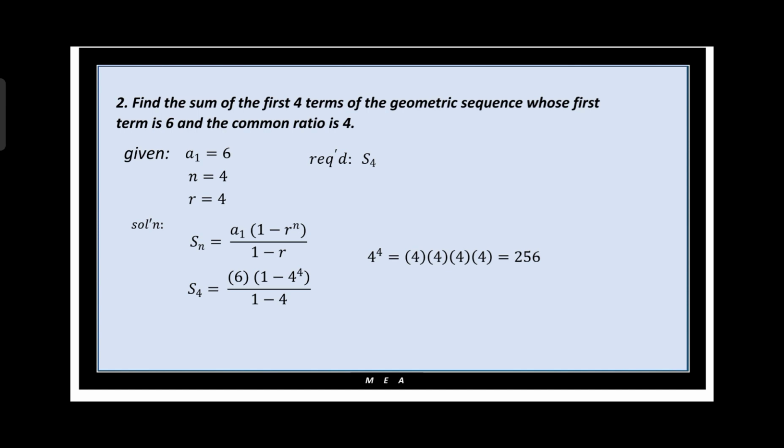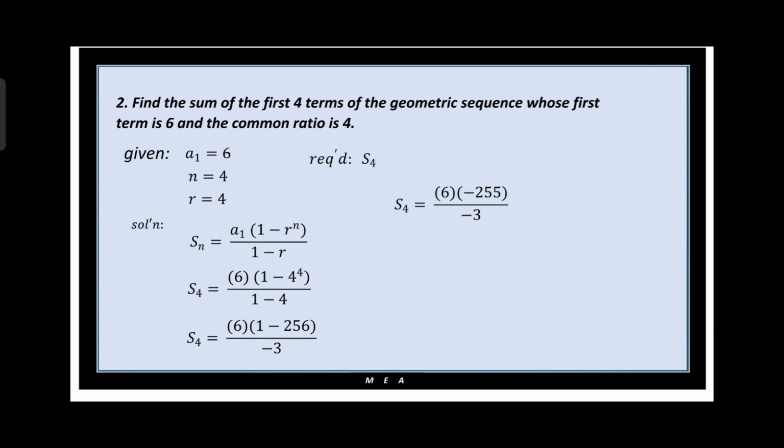or 256. So, ang mangyayari, it will become S sub 4 equals to 6 times the quantity of 1 minus 256 divided by negative 3. So, yung negative 3 nakuha yon sa 1 minus 4. So, S sub 4 now is equal to 6 times negative 255. 1 minus 256 is negative 255 divided by 3.